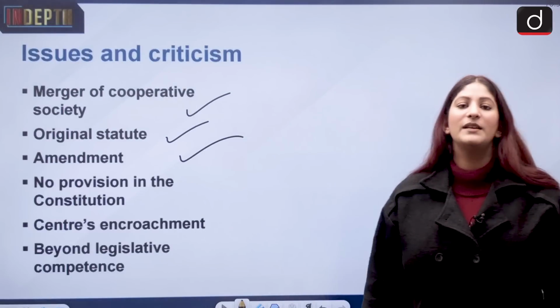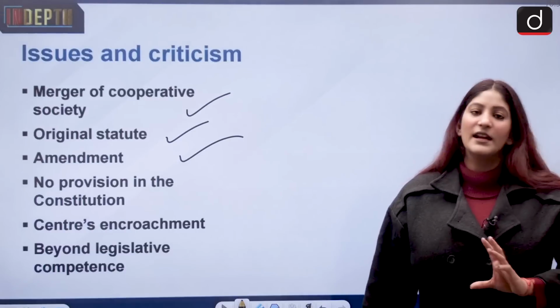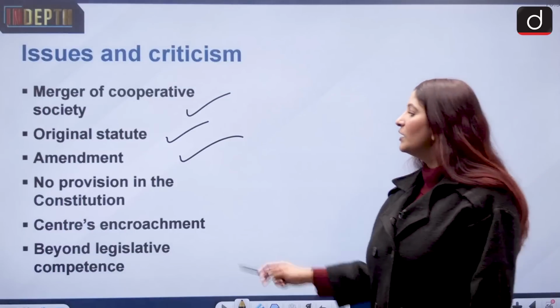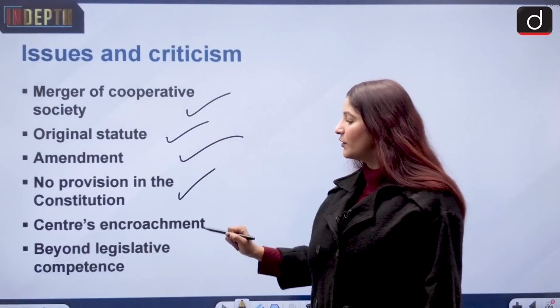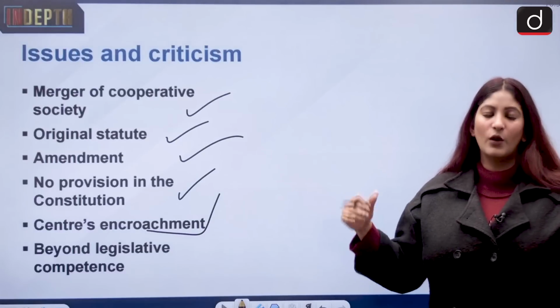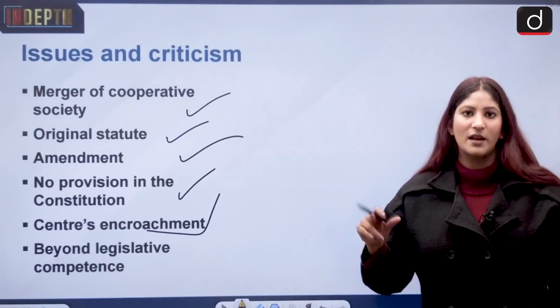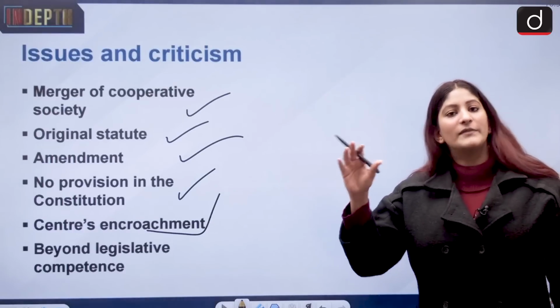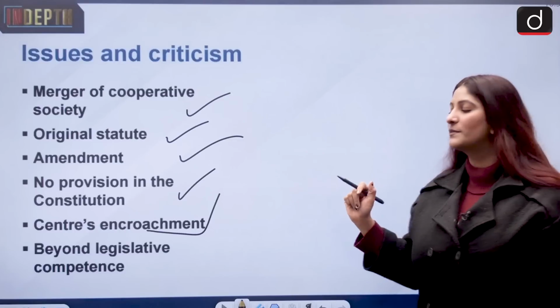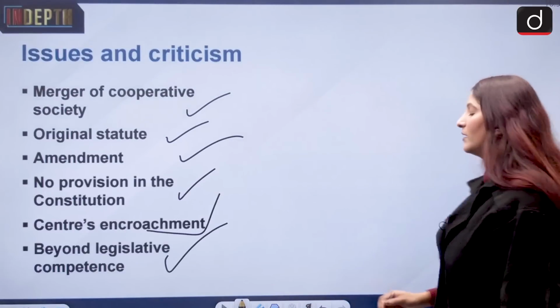The amendment is being said to be against the federal structure. It is not necessary. There is no provision in the constitution for all this, and the center is encroaching upon the rights of the different states. Although there is a provision that parliament can make laws with respect to MSCs, they are now saying that this government is exploiting this provision. It is beyond the legislative competence on the same ground.